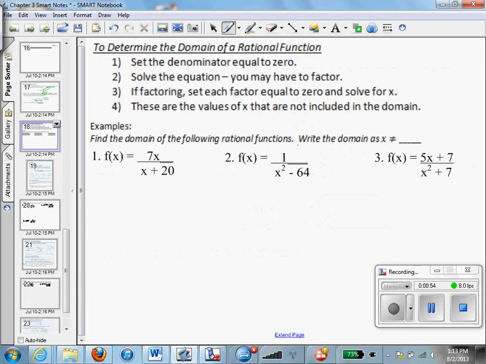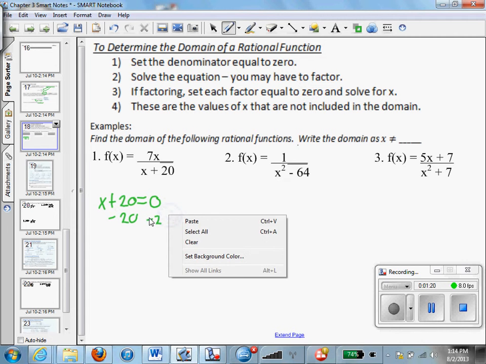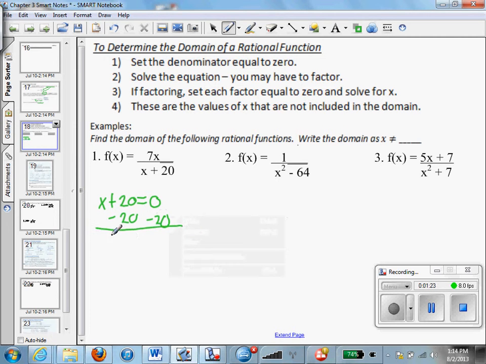Now, for these three examples, we're going to take the denominator, in this case for the first example, f of x equals 7x over x plus 20, take x plus 20, the denominator, and set it equal to 0, and then solve the equation. We may have to factor. For this one, all we have to do is subtract 20 on both sides of the equation. So x is equal to negative 20. We can denote that the domain is everything except x does not equal negative 20.